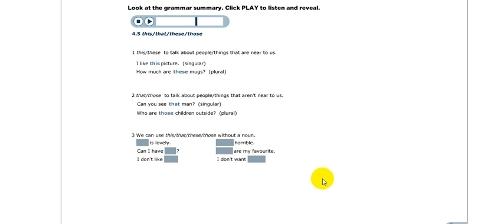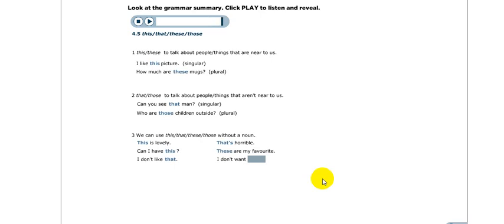We can use this, that, these, and those without a noun. This is lovely. That's horrible. Can I have this? These are my favorite. I don't like that.